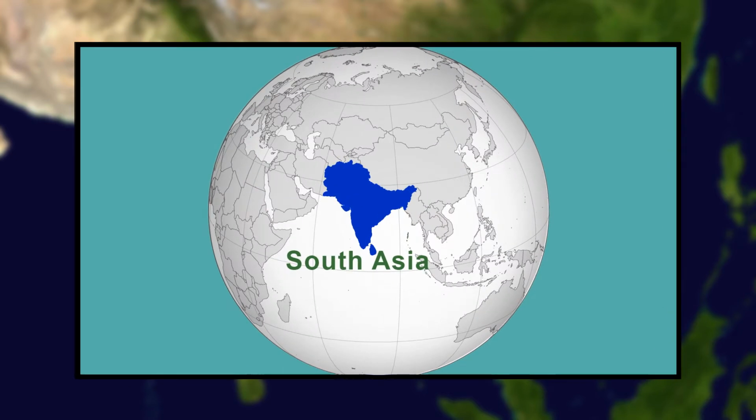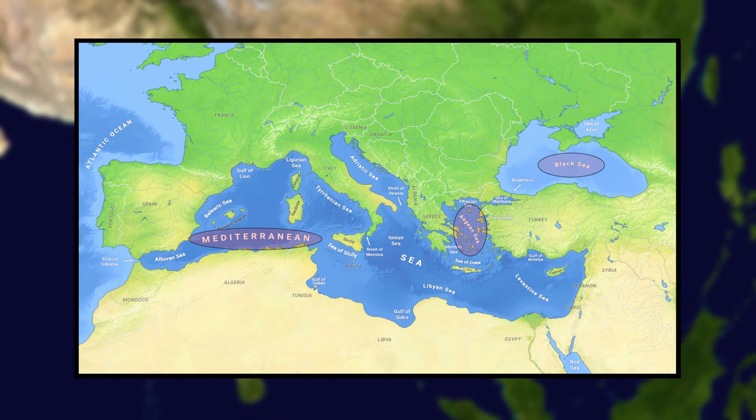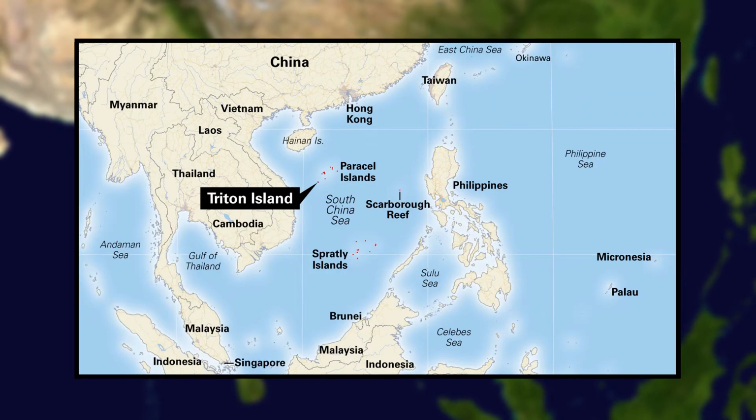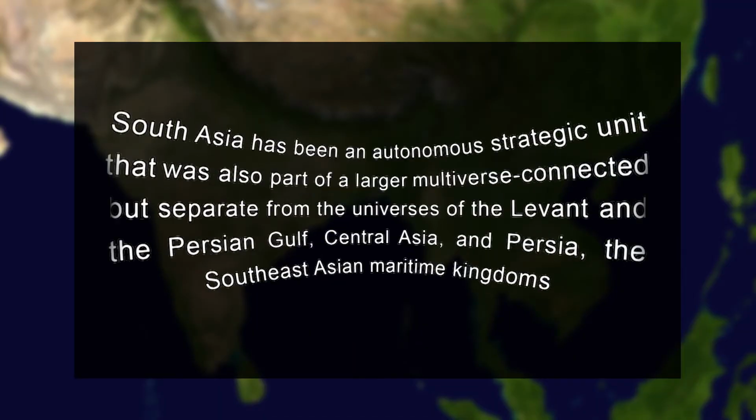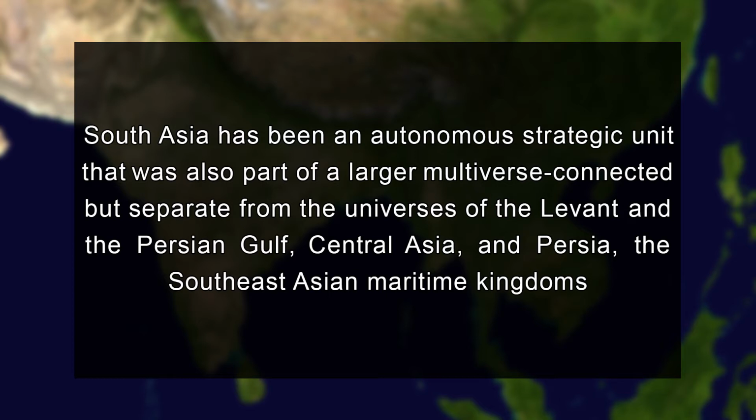South Asia has been most open through the Indian Ocean. For the greater part of its history, the prosperity and security of the subcontinent has been as dependent on its maritime dimensions as on the continental order. Unlike the landlocked Mediterranean, the Aegean Sea, the Black Sea, or the seas near China, around which other civilizations grew, the Indian Ocean is open. As a consequence of this geography, throughout history, South Asia has been an autonomous strategic unit that was also part of a larger multiverse, connected but separate from the universes of the Levant and the Persian Gulf, Central Asia and Persia, and the Southeast Asian maritime kingdoms.